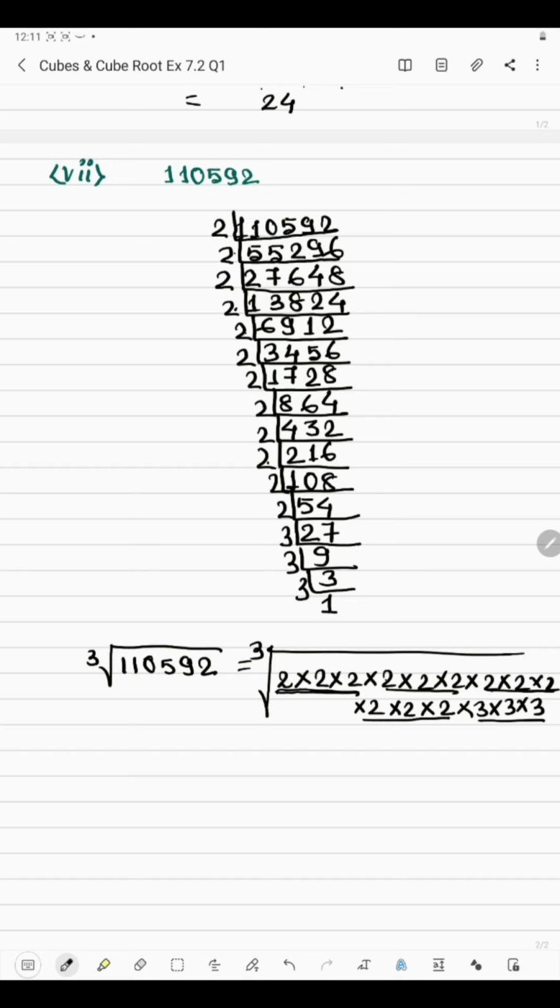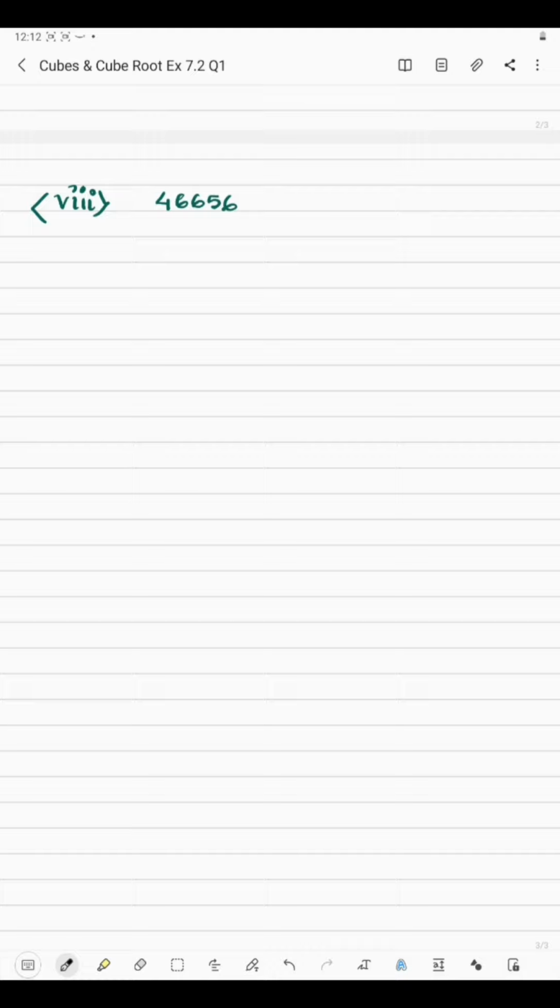From these 3 2's we'll take one 2, from these 3 2's we'll take one 2, from these 3 2's we'll take one 2, from these 3 2's we'll take one 2, and from these 3 3's we'll take one 3. So 2 2s are 4, 4 2s are 8, 8 2s are 16, 16 3s are 48. So the cube root of 1 1 0 5 9 2 is 48.